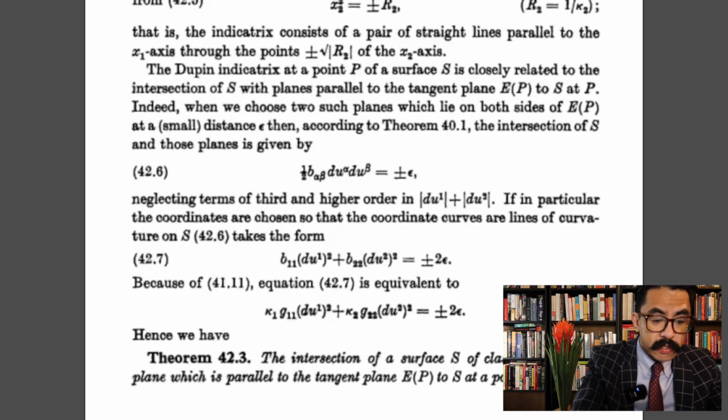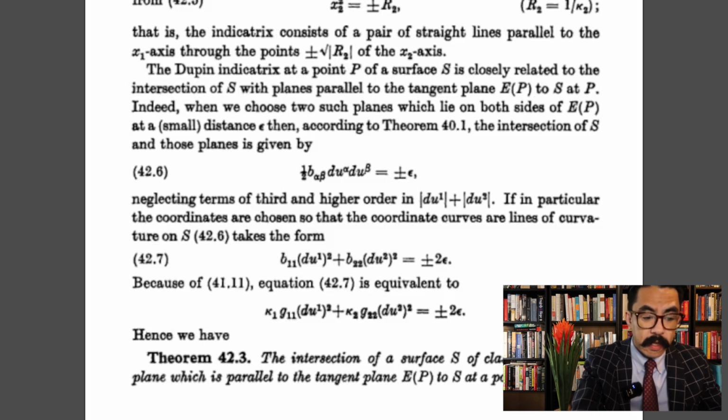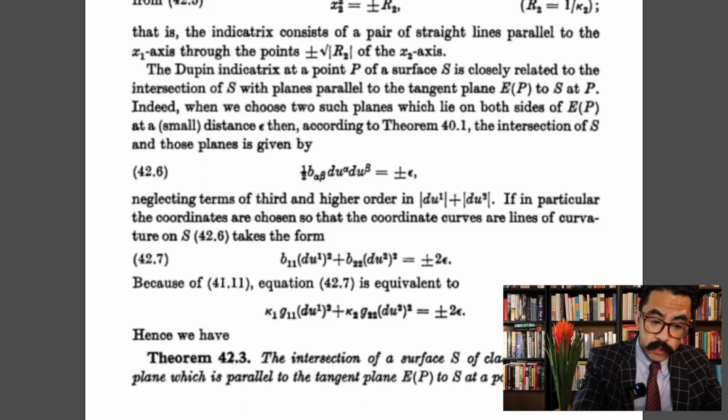The Dupin indicatrix at a point P of a surface S is closely related to the intersection of S with planes parallel to the tangent plane E of P to S at P. Indeed, when we choose two such planes which lie on both sides of E at a small distance ε, then according to Theorem 40.1, the intersection of S and those planes is given by ½ b_αβ du^α du^β, which is equal to ±ε, neglecting terms of third and higher order in the magnitude of du¹ plus the magnitude of du².